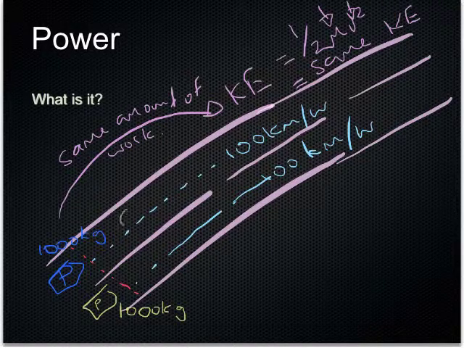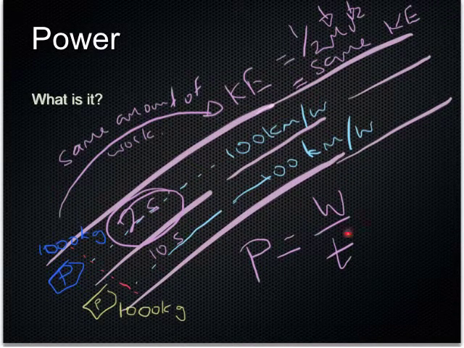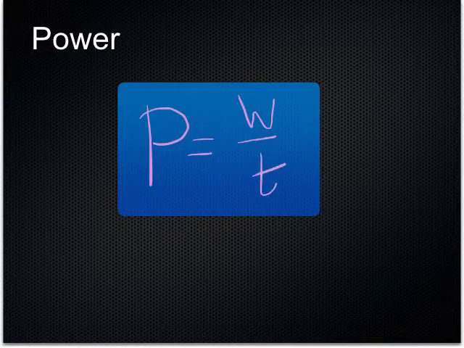Now, why is one more powerful than the other? Well, this one took 2 seconds to reach 100 km an hour. This one here took 10 seconds. So this one is more powerful because it took less time. So power is work per unit time. So if you have the same amount of work for both, but one of them is a shorter time, you get a larger power. So power equals work divided by time, and it's in watts.